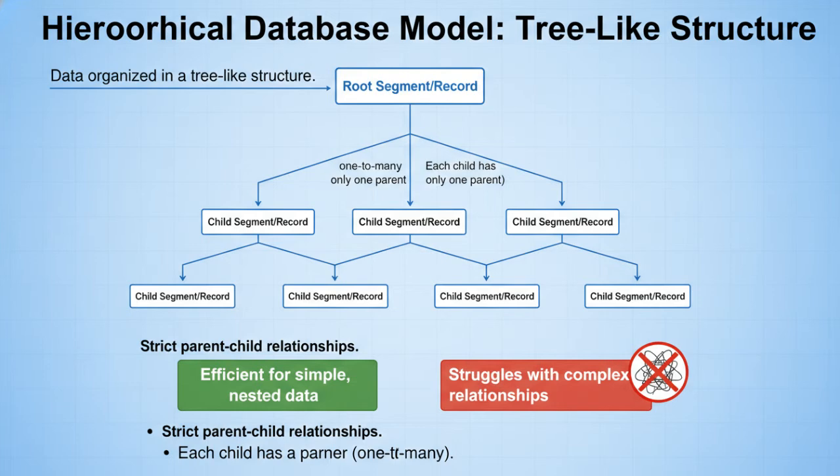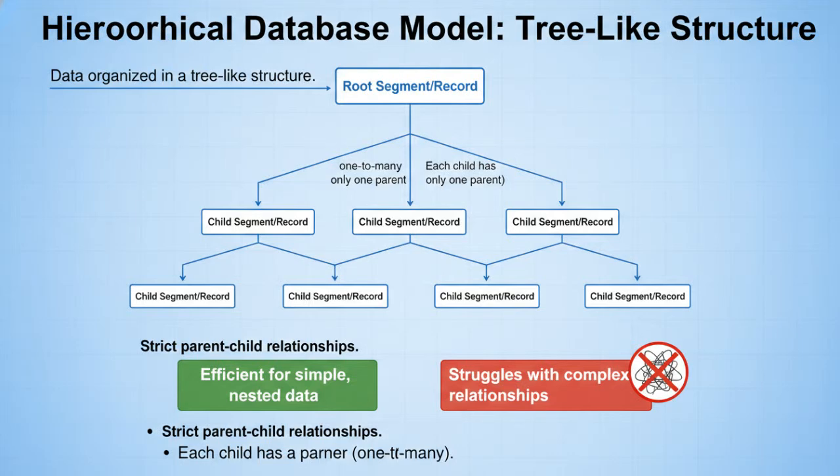Moving on to an older but historically significant model, the hierarchical database model. Developed in the 1960s by IBM, this model structures data in a tree-like format, resembling an organization chart. Data is organized into segments or records, with relationships forming a strict parent-child structure. Each parent segment can have multiple child segments, but critically, each child segment can only have one parent. This one-to-many relationship defines the entire data hierarchy.